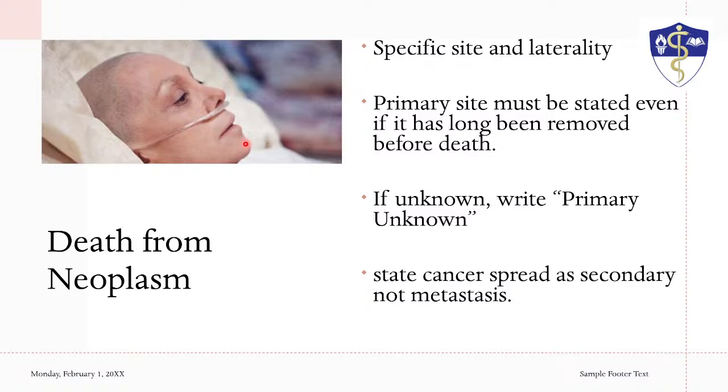Breast CA, nag-undergo na ng bilateral mastectomy, but the patient died of a liver metastasis. Okay, you still have to write primary and breast. Okay, primary is the breast cancer. So if unknown, you write primary unknown. State cancer spread as secondary cancer or secondary neoplasm, and we don't put metastasis na.